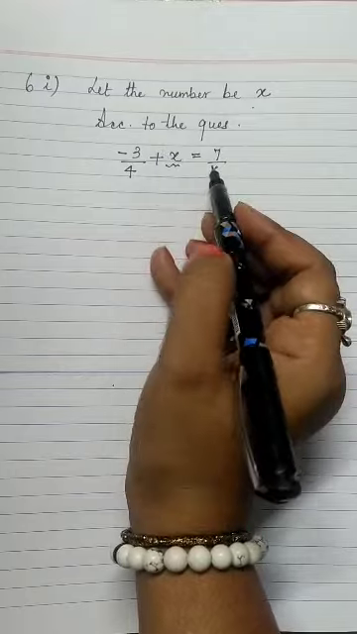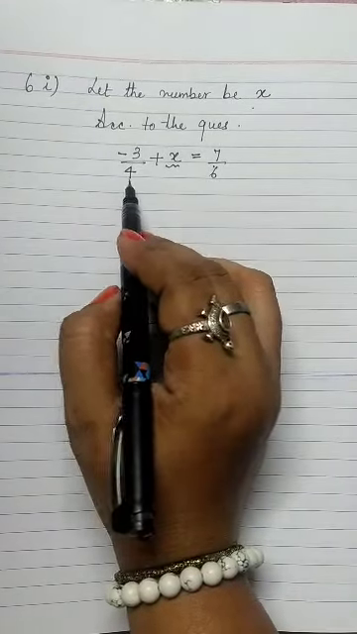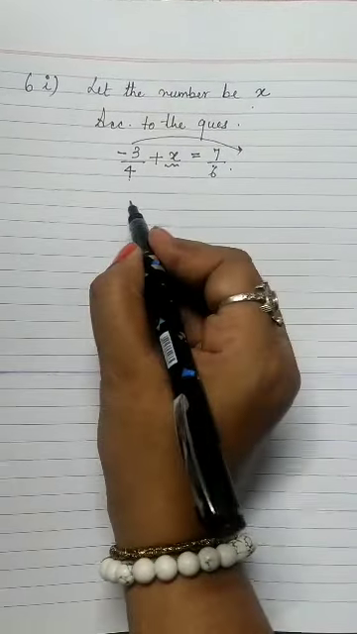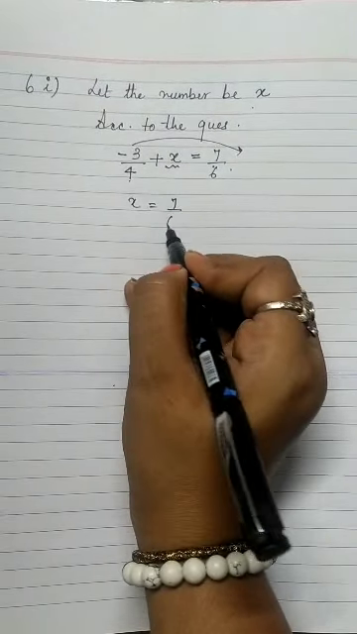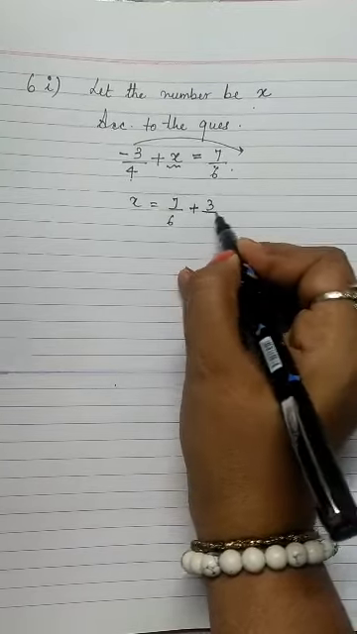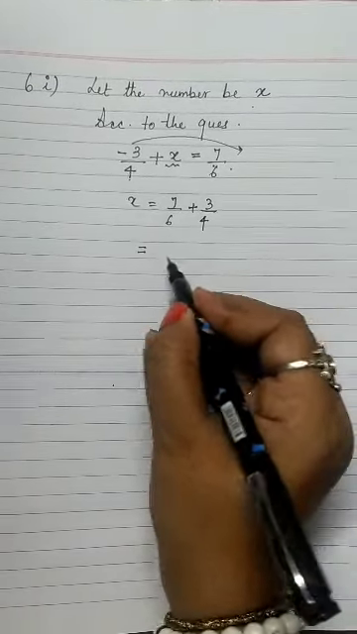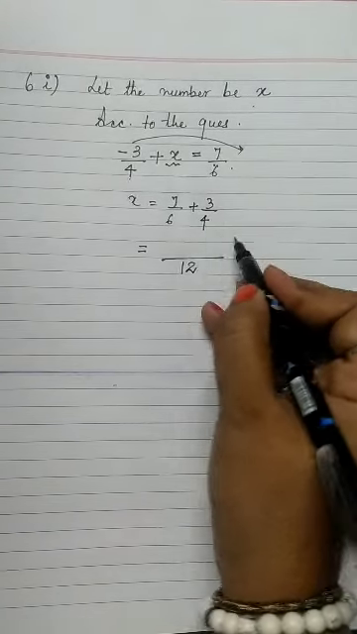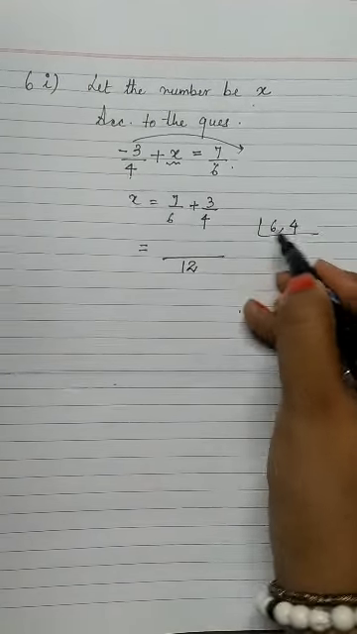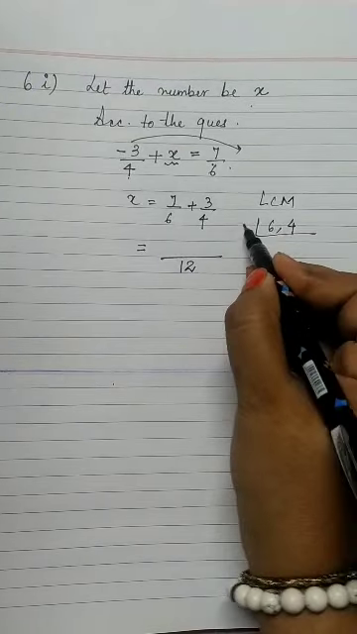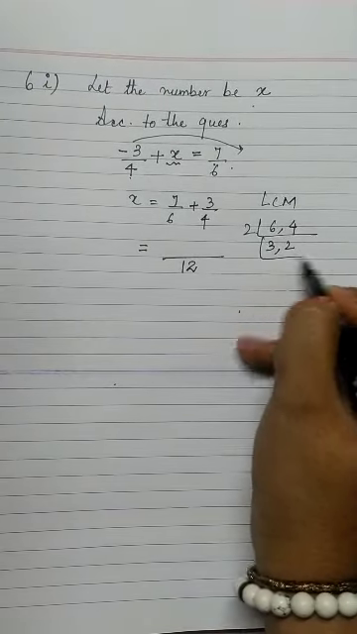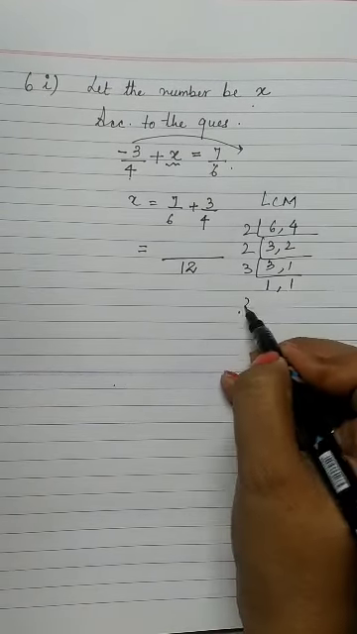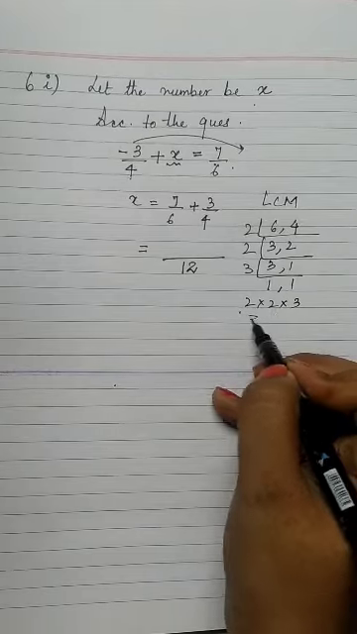Same way, if I take this minus 3 by 4 to the other side, minus 3 by 4, when it goes to the right hand side, will become plus 3 by 4. So x is equal to 7 by 6 plus 3 by 4. LCM of 6 and 4 is 12. Hope you know, or else I'll show you here. 6 and 4 LCM: 2 3s are 6, 2 2s are 4, 3 and 1, 1 and 1. So 2 into 2 into 3, 4 into 3, that is 12.